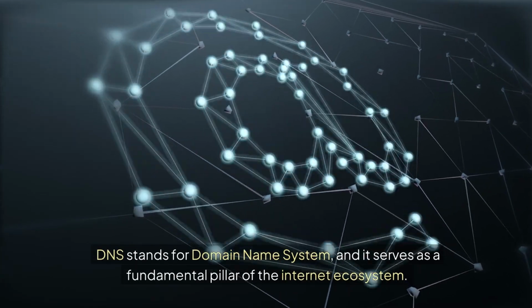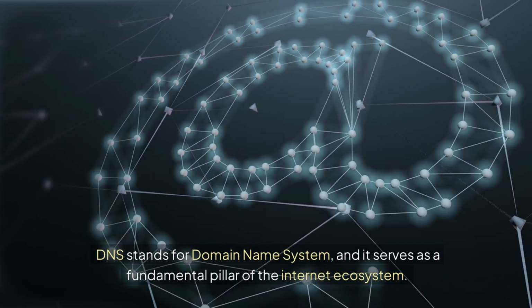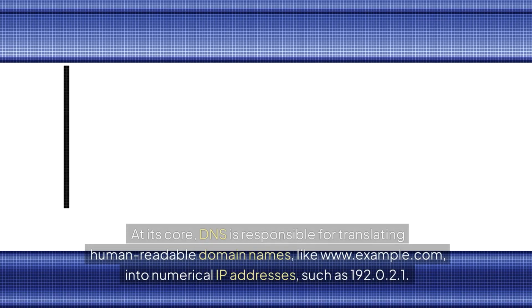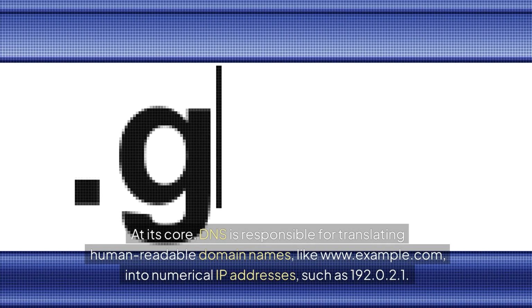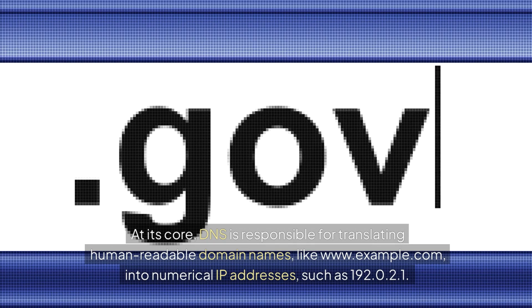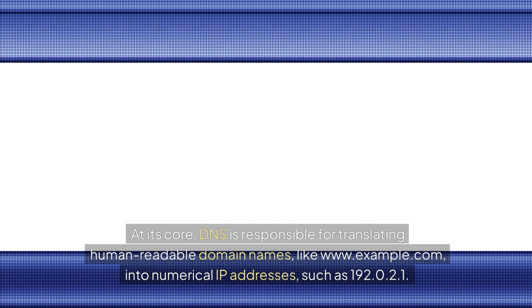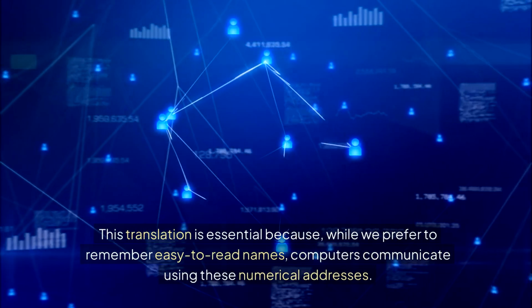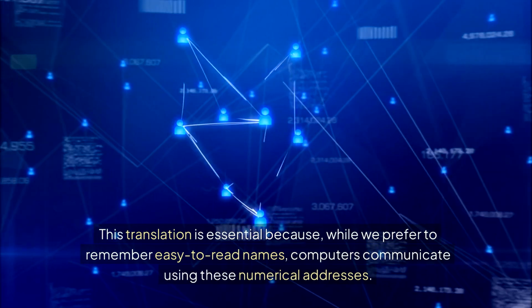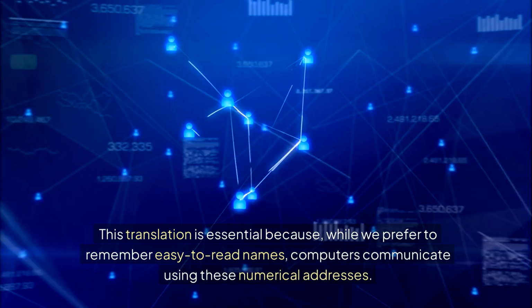DNS stands for Domain Name System, and it serves as a fundamental pillar of the internet ecosystem. At its core, DNS is responsible for translating human-readable domain names, like www.example.com, into numerical IP addresses, such as 192.2.1. This translation is essential because, while we prefer to remember easy-to-read names, computers communicate using these numerical addresses.